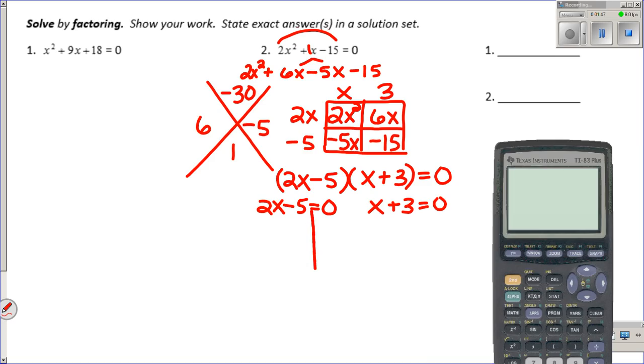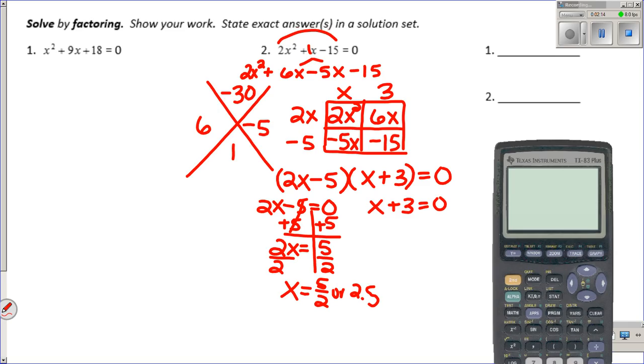Now to solve the first equation, we're going to add 5 on each side. Negative 5 plus 5 is 0, so we're left with 2x equals 0 plus 5, which is positive 5. And then to finish solving for x, we're going to divide both sides by 2. I'm okay with leaving this as a fraction, 5 over 2, or that's equivalent to 2.5. It's not a very pretty 5.